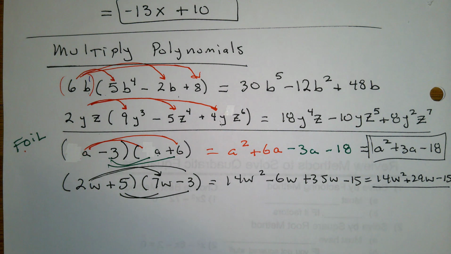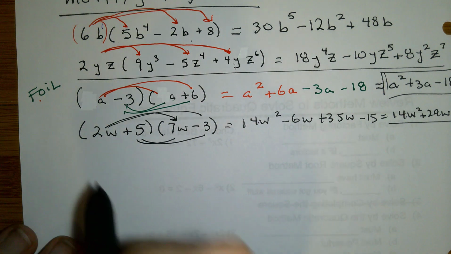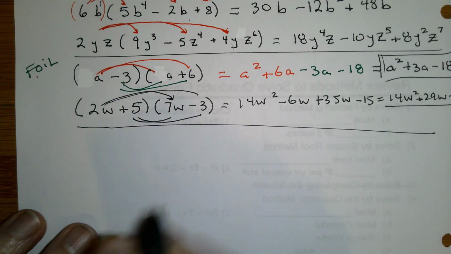Okay, now I didn't really review this in the initial review, but when we do the FOIL method, we have 2 shortcuts.